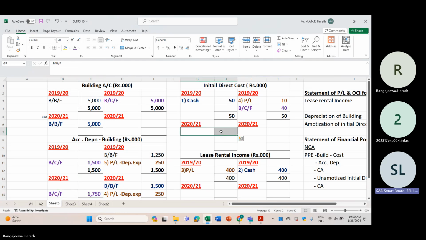Initial direct cost opening balance carried forward balance becomes 40. This year the income is received. The entry is cash debit, lease rental income credit. Then you can transfer that into P&L.